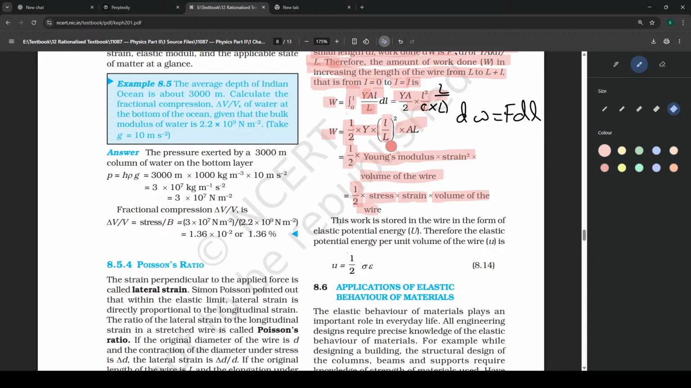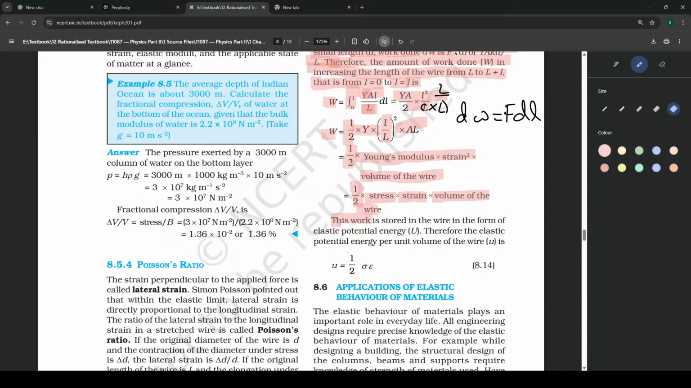We can substitute Young's modulus value, Young's modulus which is equal to stress by strain. And if we substitute stress by strain, strain square will become strain, and the strain in the denominator will get cancelled. We will get half times stress times strain times volume of the wire.